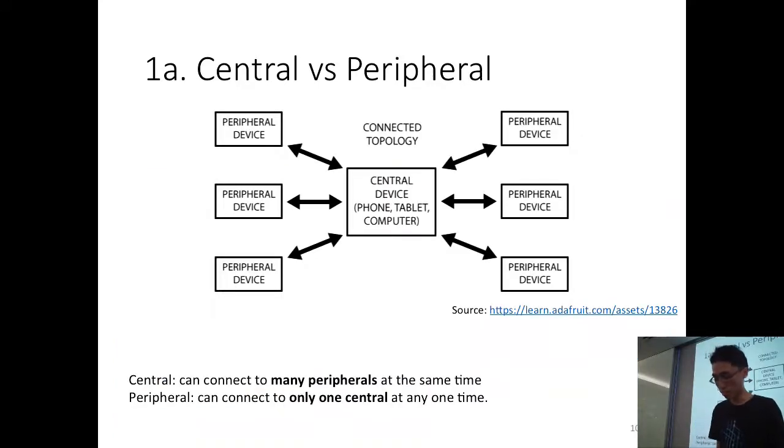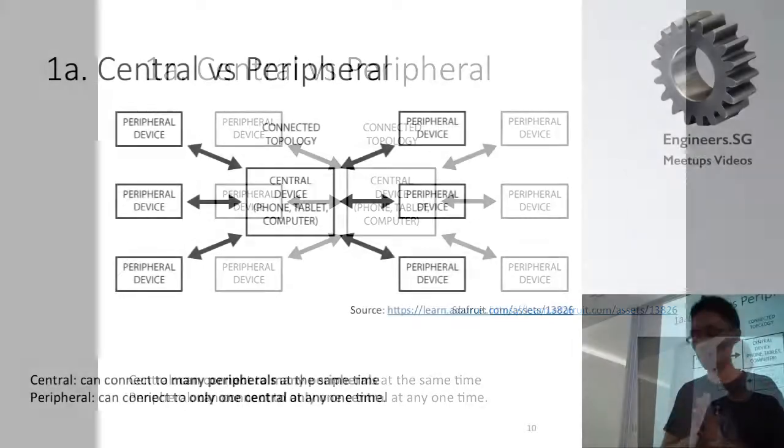You can see from this picture, a central can connect to many peripherals at the same time, but a peripheral can only connect to one central at any one time. This is rather important.